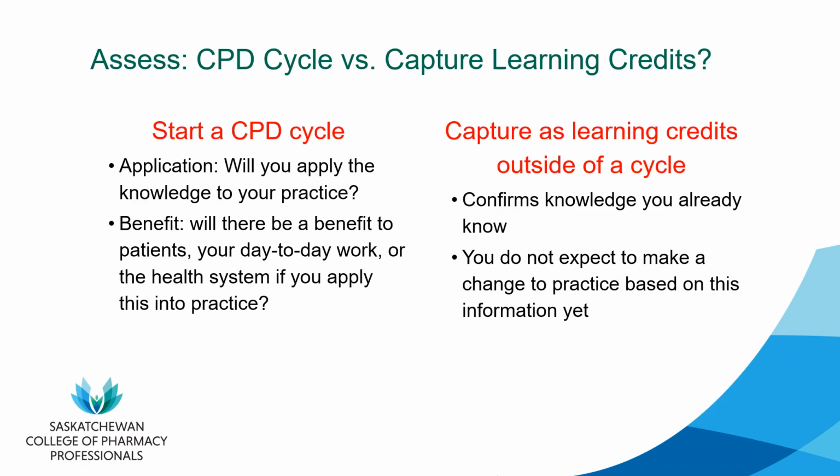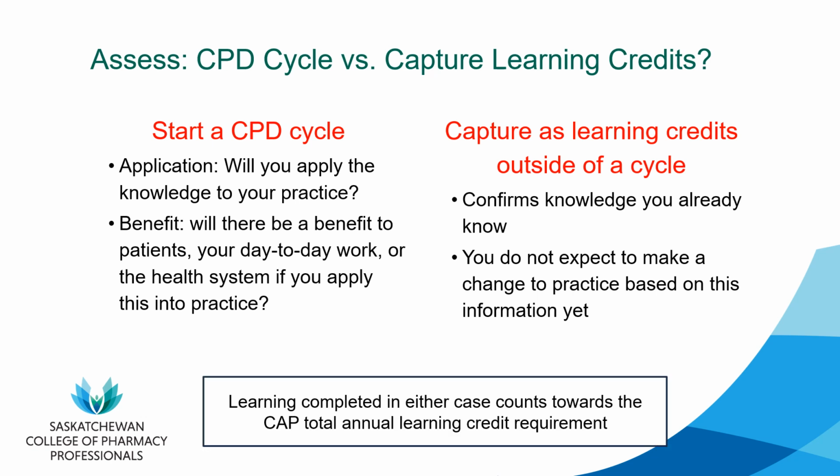When deciding if a topic should be captured as a CPD cycle or as learning credits outside of a cycle, consider the following. Will you apply new knowledge or skills to improve or benefit your practice? If yes, then it may be a good topic for a CPD cycle. If an activity confirms existing knowledge, isn't relevant, or won't be applied to your day-to-day work to make changes or improvements, then capture as learning credits outside of a cycle. Learning completed in either case counts towards the CAP total annual learning credit requirement.